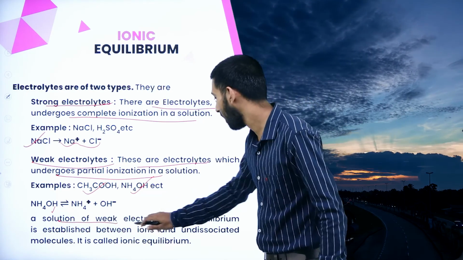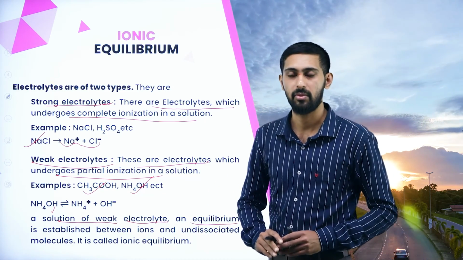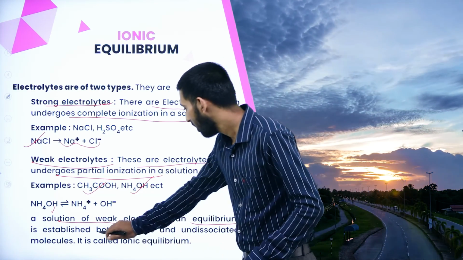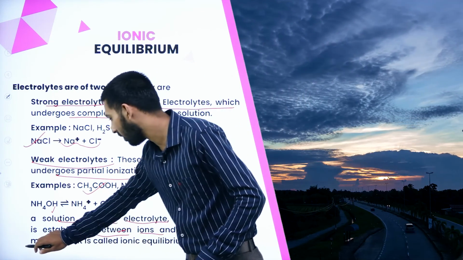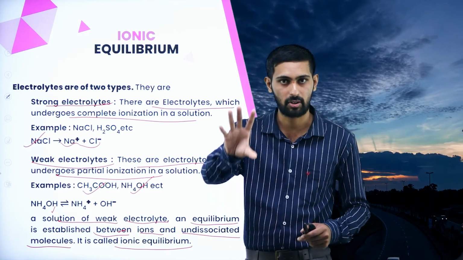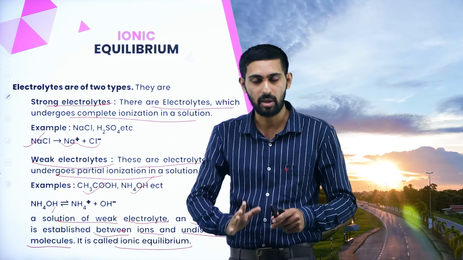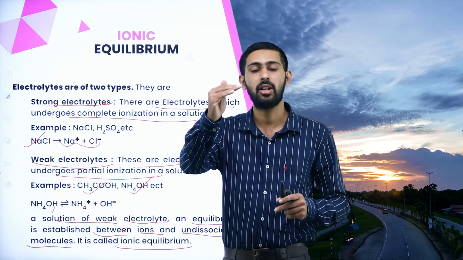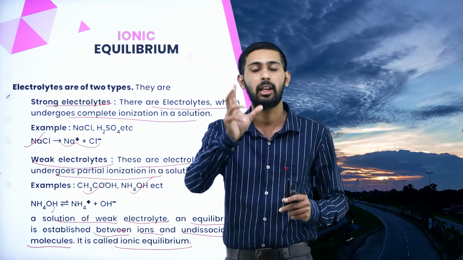A solution of a weak electrolyte acquires an equilibrium. We have to take one weak electrolyte and it should be in an equilibrium state. Then, when the equilibrium state is established between the ions and the undissociated molecules, it is known as ionic equilibria. After you attain equilibrium, we have to take a ratio of dissociated ions and undissociated ions. Then only we can say that these are ionic equilibria.